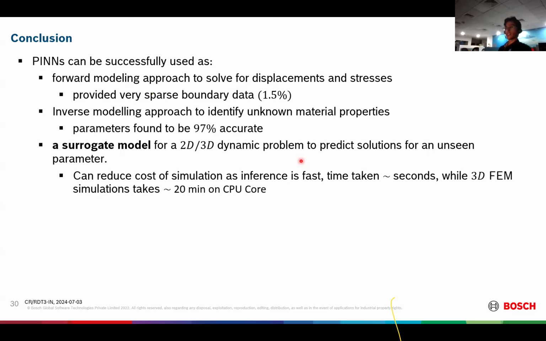And as we know, inference is fast, taking on the order of seconds. If we go with the normal solver approach, the simulation can take, for example in our experiment, around 20 minutes on the CPU. So we can have a significant speed up if we do surrogate based modeling using the PINNs.